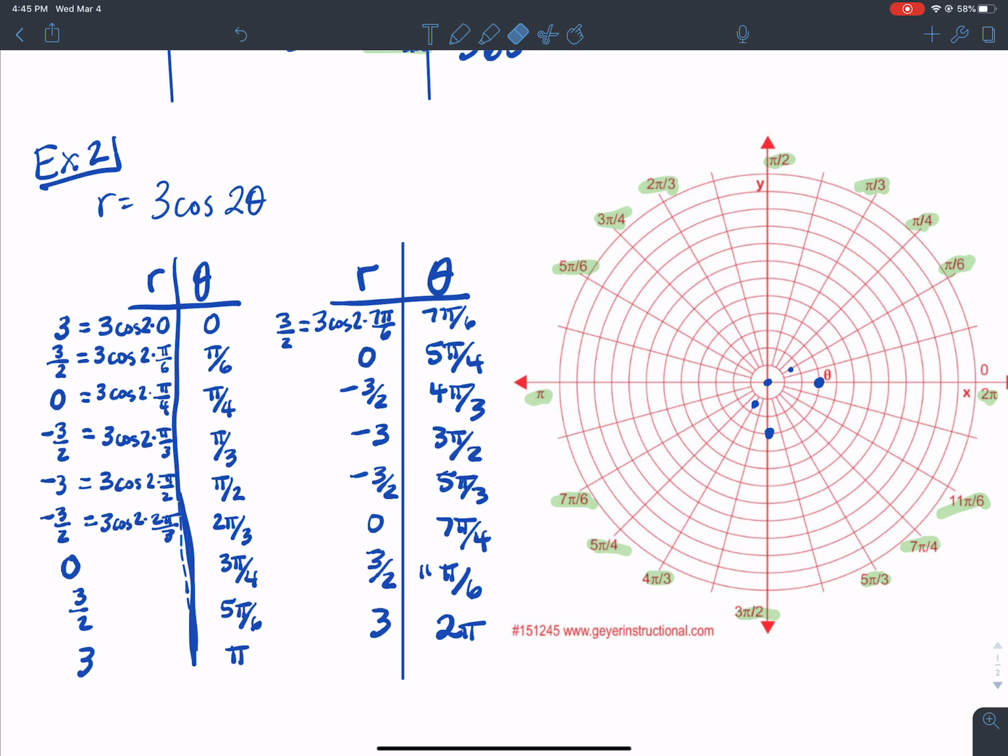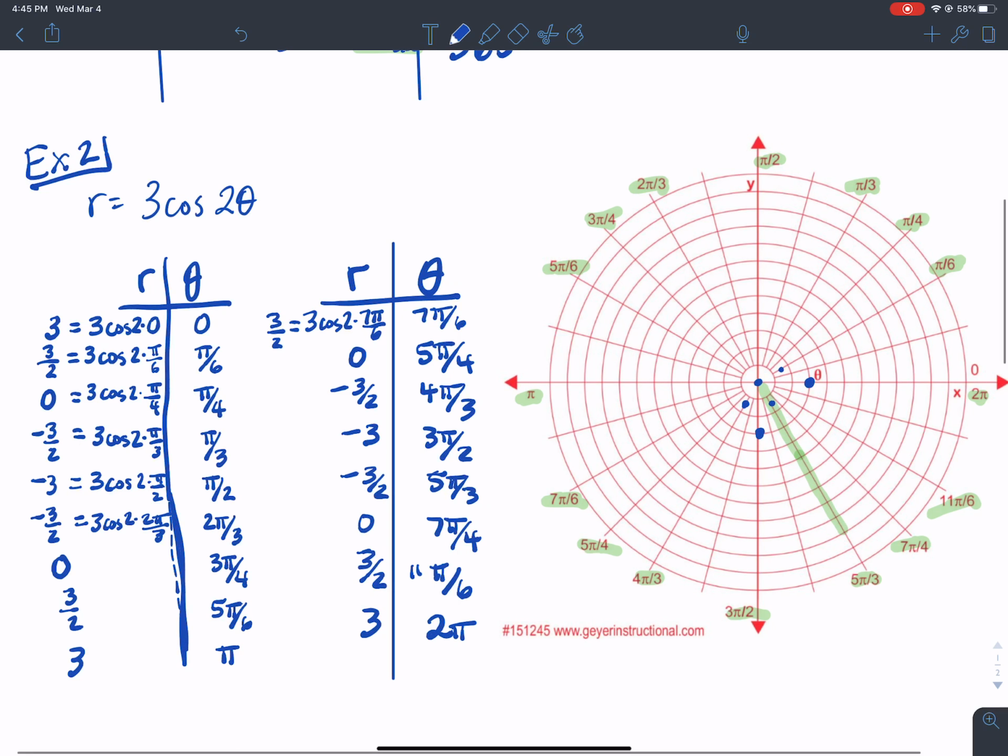At 2 pi over 3, we are coming backwards on the 2 pi over 3 line. So that's over here. Coming backwards on that 1.5. And then at 3 pi over 4, we're back to 0. Now, on one like this, our shape is starting to cross over itself. So sometimes it can be kind of hard to see what's happening. So when that happens, I like to connect it as we go.